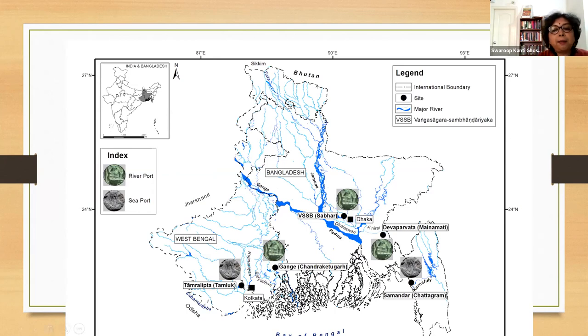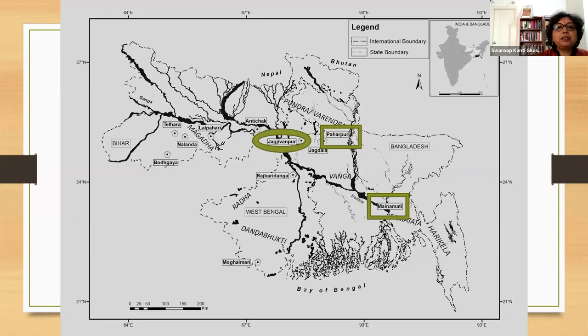So here is this map where we can see Gange. This is a riverine port, and we have Tamralipta, that is Tamluk, which we all know was the seaport. Many of the sculptures that have been found from Chandraketugarh, similar types have also been found from Tamluk, sometimes in a better state, sometimes not. And here is the map of the monastic sites. So we will be talking of these three sites: Paharpur, Jagjivanpur, and Moinamoti.